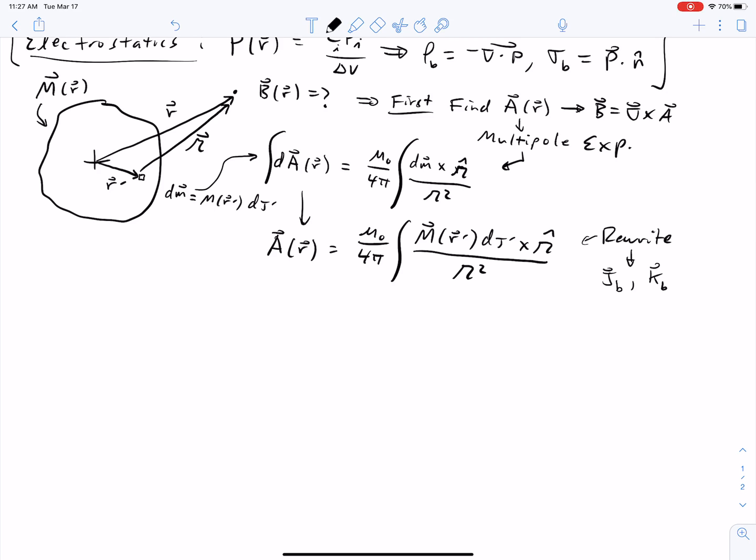Let's do some math. So we know that cursive r is equal to r minus r prime. And so that means if I have 1 over cursive r, and if I take the gradient of it, del prime, then that's going to be equal to negative del of 1 over cursive r, because of that negative sign. But that derivative is equal to r hat over r squared. And we've done this before. That should be a familiar trick to you.